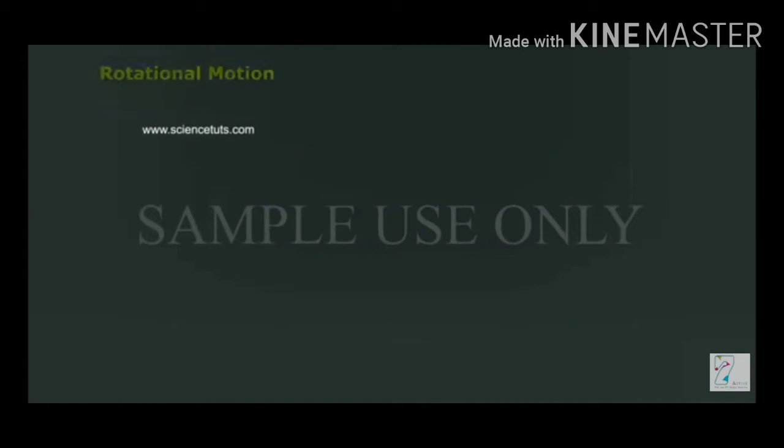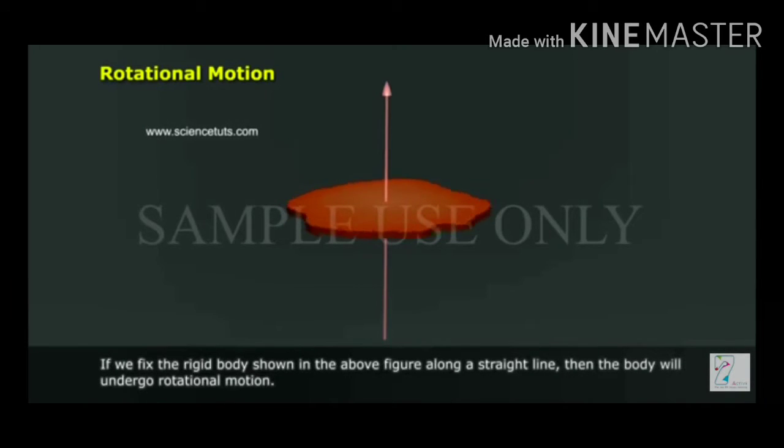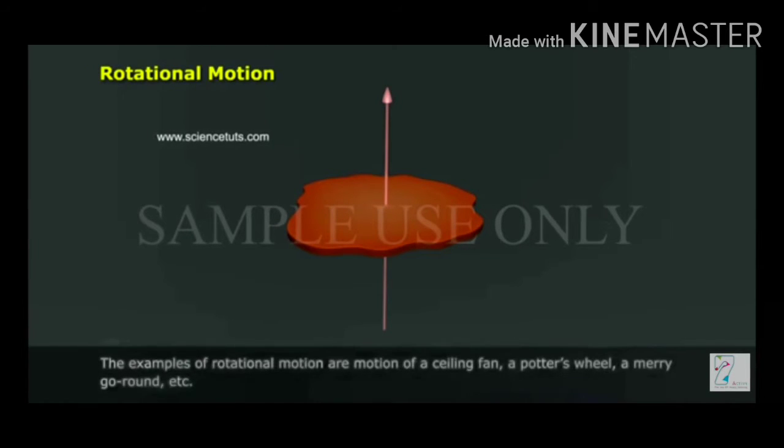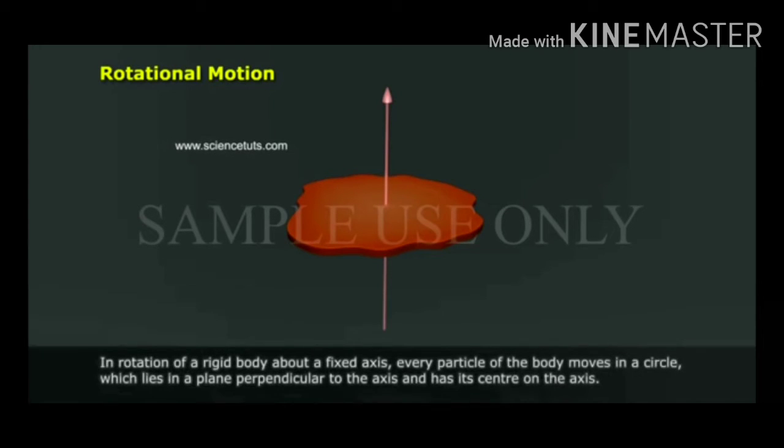Rotational motion. If we fix the rigid body, shown in the above figure, along a straight line, then the body will undergo rotational motion. Examples of rotational motion are the motion of a ceiling fan, a potter's wheel, a merry-go-round, etc. In rotation of a rigid body about a fixed axis, every particle of the body moves in a circle, which lies in a plane perpendicular to the axis and has its center on the axis.